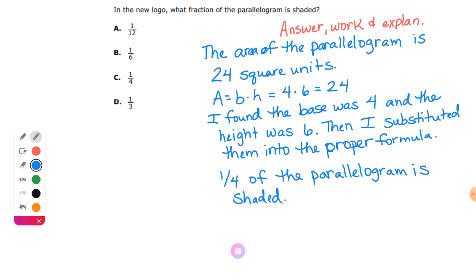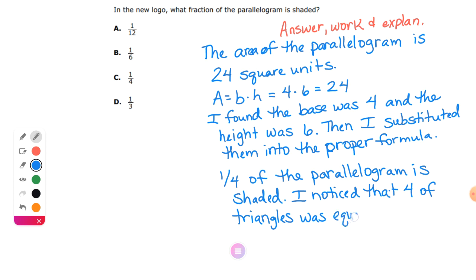What did we do the visual way? Harper? You noticed that the top part would make a square, so you just split it in half on the bottom. Okay, and it doesn't make a square, but I noticed that 4 of those triangles could make the, what's the whole shape? The parallelogram. So let's write that. I noticed that 4 of the triangles was equal to the parallelogram.